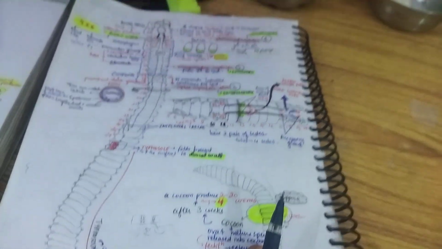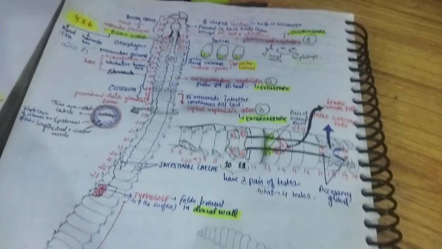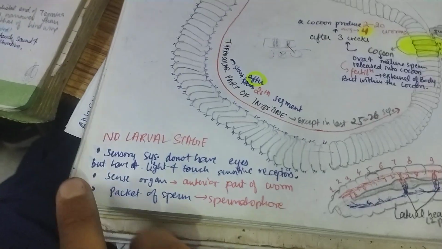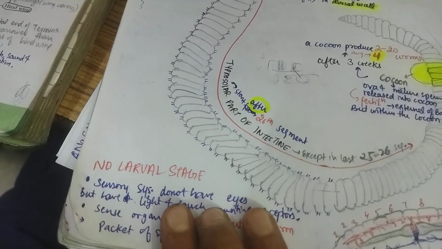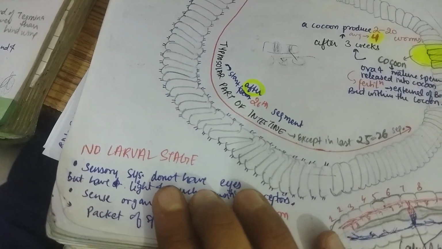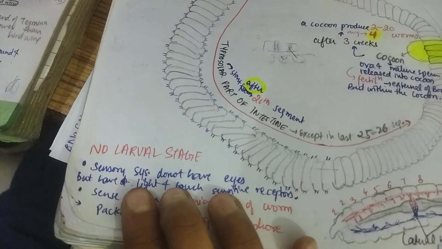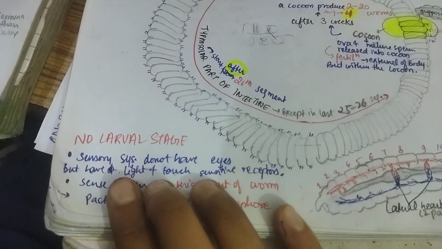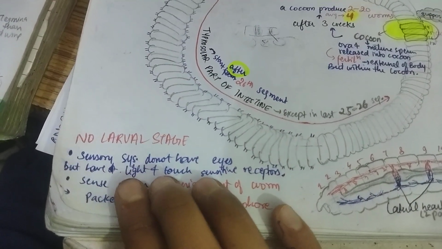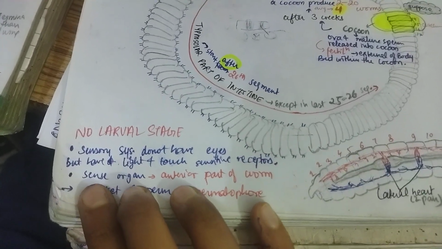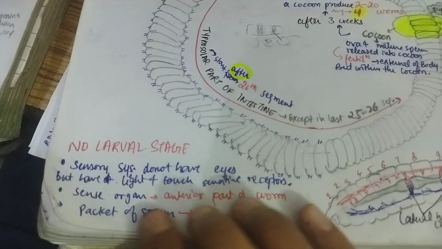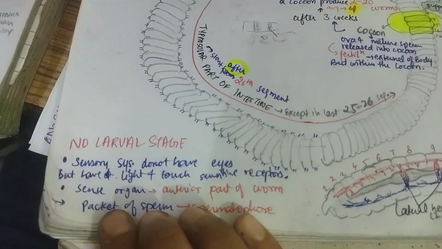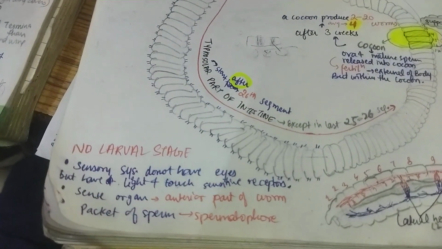Then we have almost completed. So just see some facts about it. There is no larval stage present. There is no real sensory system, they do not have any eyes, but they have sensitive receptors present for light and touch. Sense organs are present on the anterior part of the worm. Then a packet of sperms is known as a spermatophore.